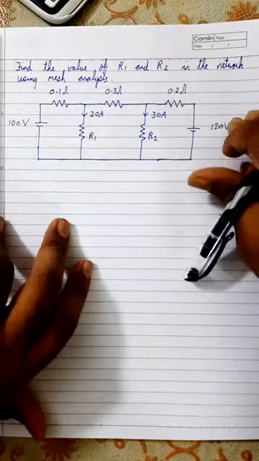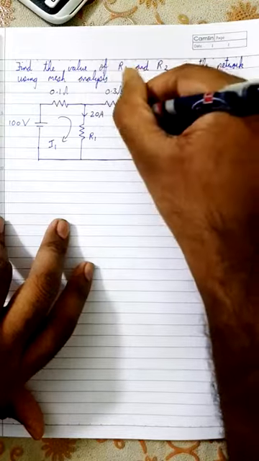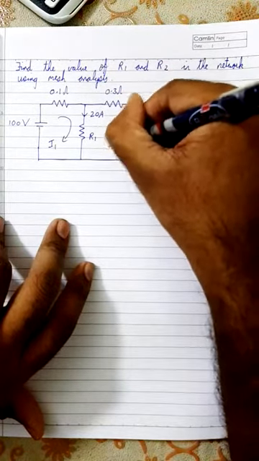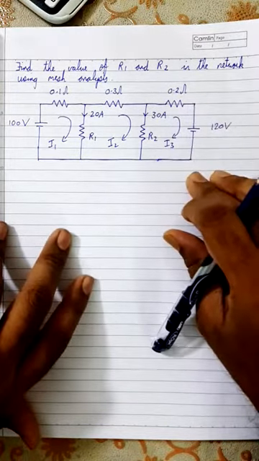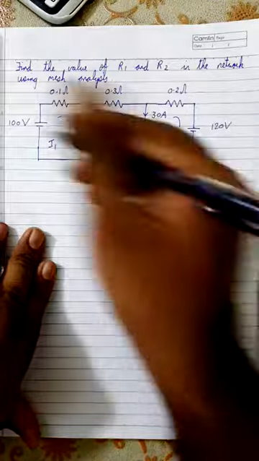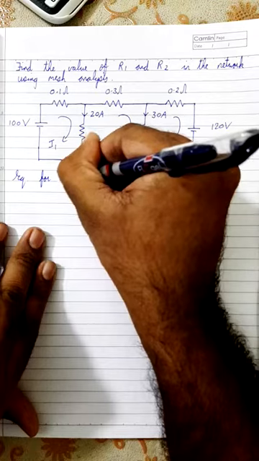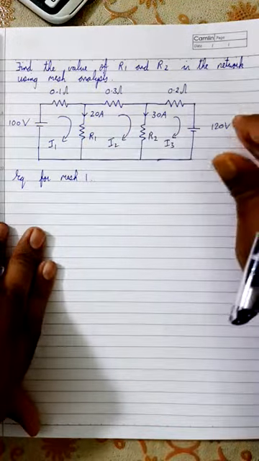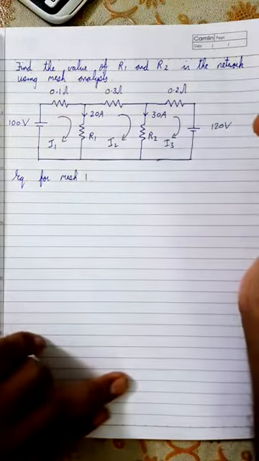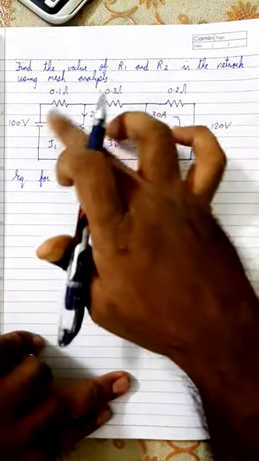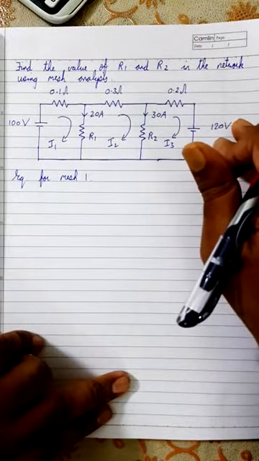So here, as usual, I mark the mesh currents I1, I2 and I3, okay? Then I write the equations for mesh 1, mesh 2 and mesh 3. So the equation for mesh 1. Here, like I said before, there is no need of writing this equation in terms of I1, right? We just need to apply Kirchhoff's voltage law in this equation. That's all. Okay, so what is Kirchhoff's voltage law in this equation?